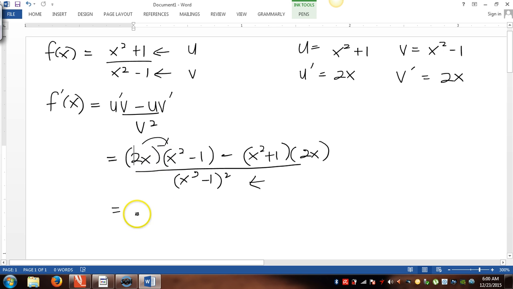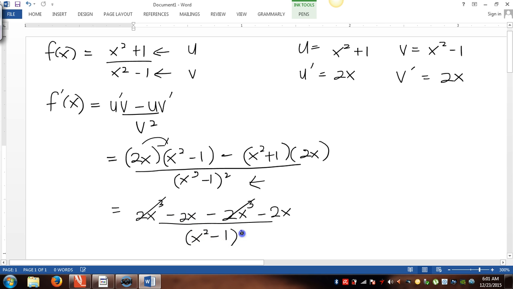So we get 2x times x squared, which is 2x to the power of 3, then minus 2x times 1. Then minus 2x times x squared, which gives 2x cubed, and then minus 1 times 2x, which is minus 2x. So we have 2x cubed and minus 2x cubed, which gives 0 there, over x squared minus 1 to the power of 2.